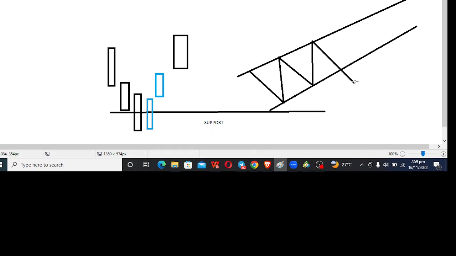We all assume that this is a breakout, but sometimes even though the candlestick will close below the support, it will still behave like this.